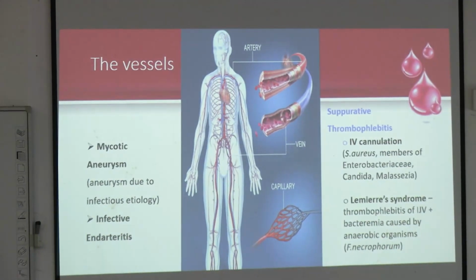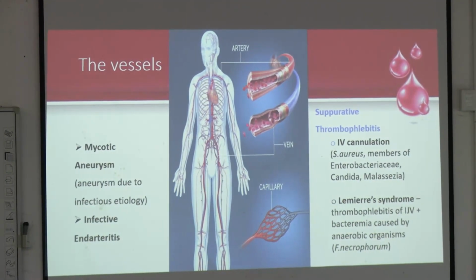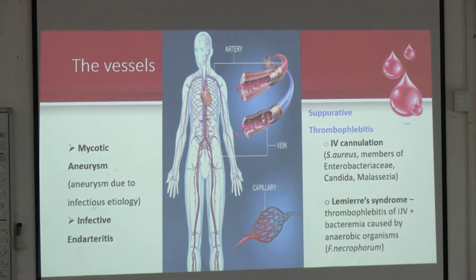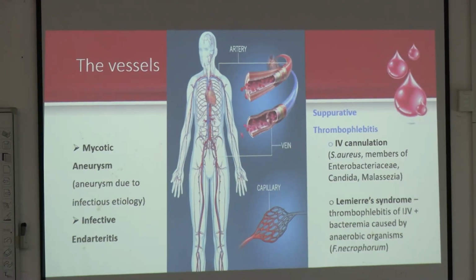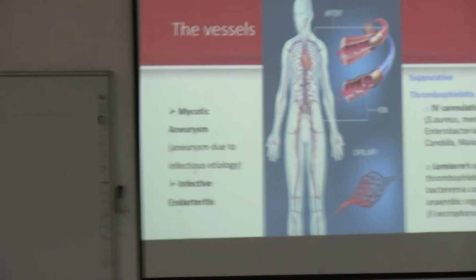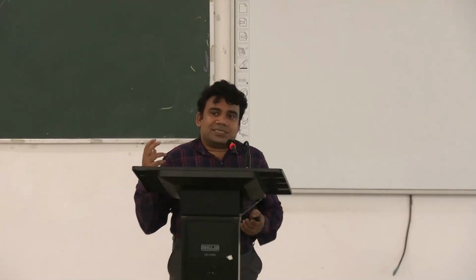wall of the arteries. Now, looking at the veins, very commonly, if you go to the ward, you can see many patients will have intravenous cannulation on their hand, and after a few days, you can see signs of inflammation over there. This is called thrombophlebitis. Most of the time, it is non-infective and it resolves on its own. However, sometimes it may get infected with a bacterial pathogen, then we call it suppurative thrombophlebitis.